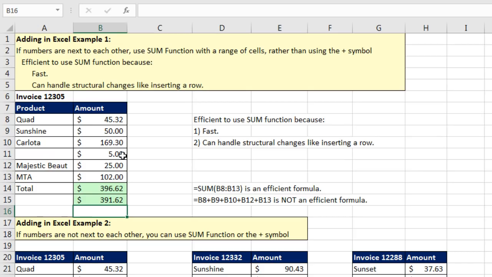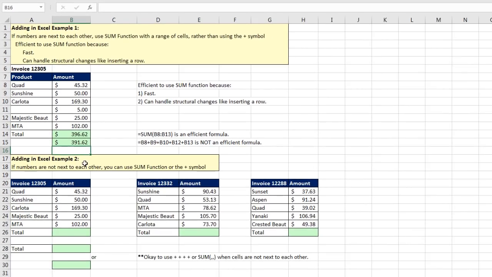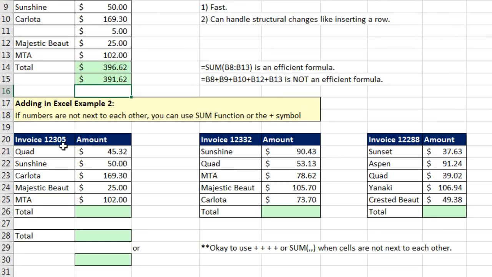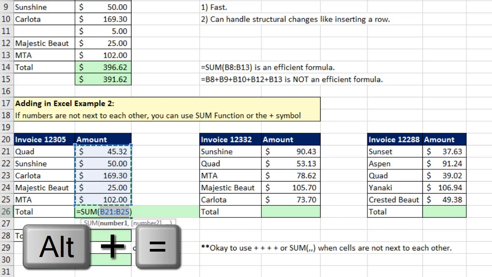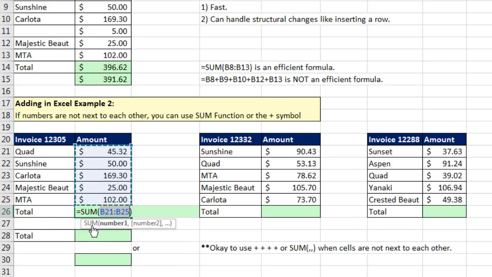Now, I'm going to leave that inserted row just like that. Example number 2, if numbers are not next to each other, we can use the sum function or the plus symbol. So our example is we have an invoice here with some products and amounts, and we have 1, 2, 3 different invoices. We need to add at the bottom of each one of these. So of course, let's use the sum function. Alt equals is the keyboard. Now notice, I'm actually going to enter this and copy the formula because those are relative cell references.